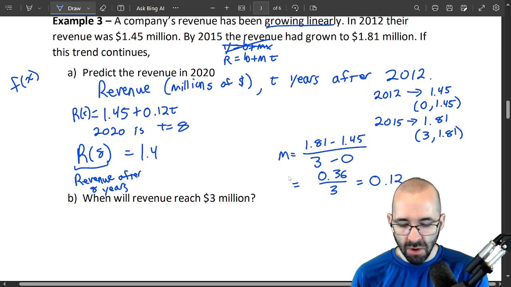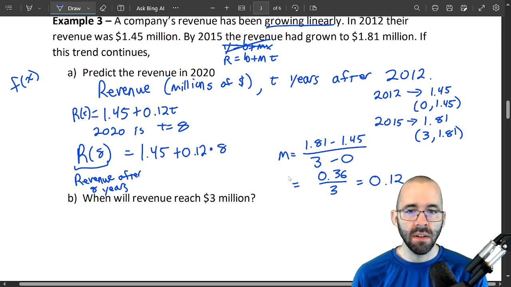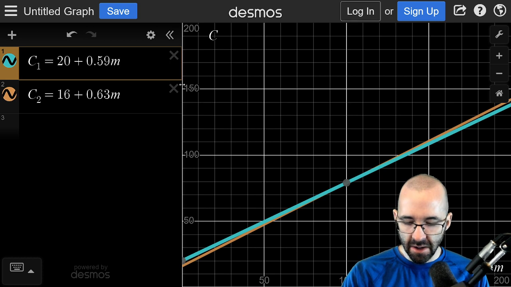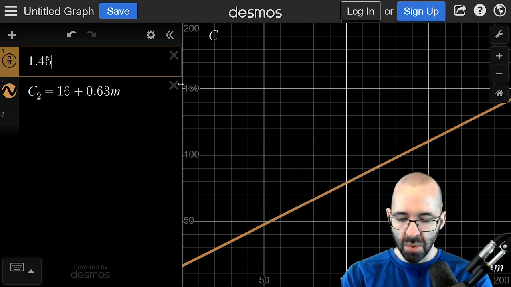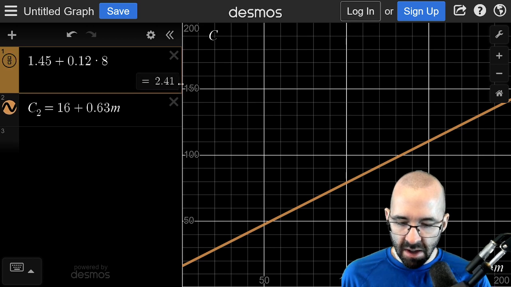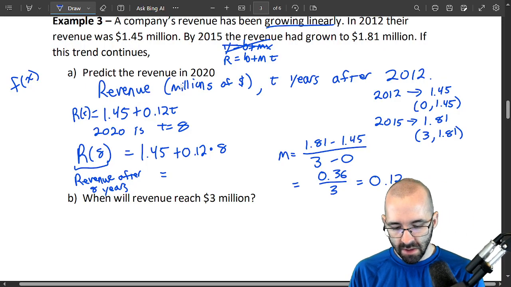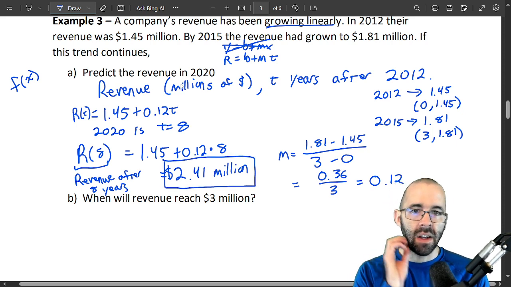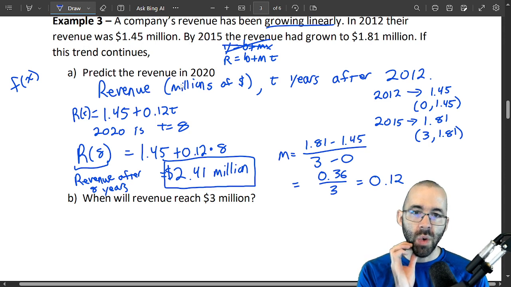That's going to be 0.45 plus 0.12, plugging in 8, 0.96. You can type this into a calculator. 0.45 plus 0.12 times 8, 2.41. 2.41, again, millions of dollars. That's going to be our predicted revenue in 2020.